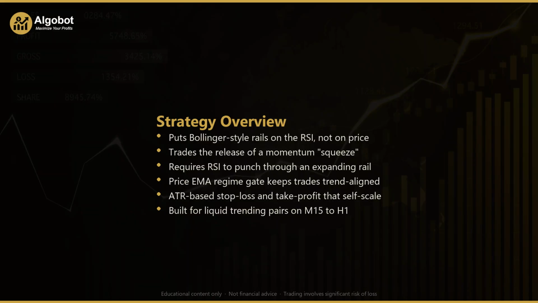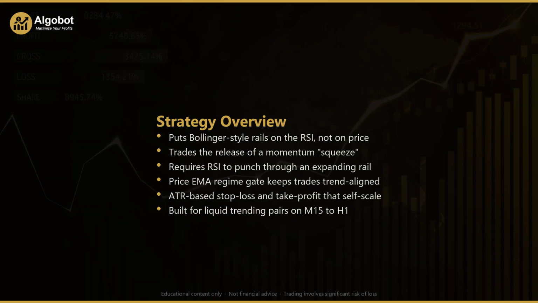First, a squeeze test makes sure the band was genuinely compressed before it expanded, so the EA isn't reacting inside an already wide, noisy band. Second, a price trend EMA acts as a regime gate, so breaks are only taken in the direction of the prevailing trend, which helps screen out counter-trend fakeouts.